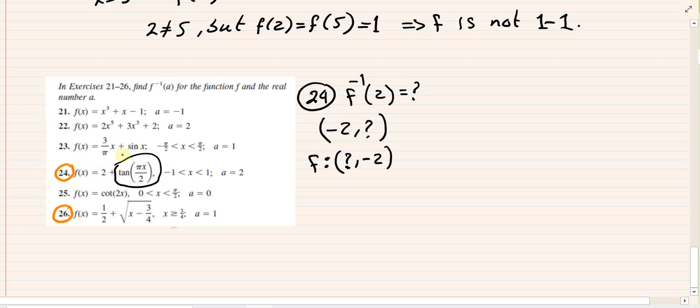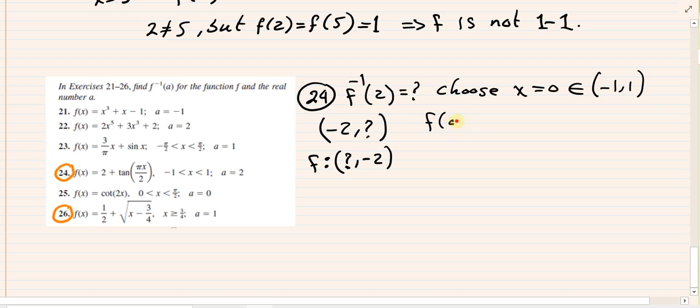Well, one way for this to be 2 is if tangent turns out to be 0, doesn't it? Because if tangent is 0, I have 0 plus 2 and I get my 2 that way. How can tangent be 0? Well, several points, but we're restricted between -1 and 1, right? So between -1 and 1, I'm going to choose x to be 0. That's inside -1 to 1. So when you do that, then f at 0 is going to be 2 plus tangent of 0, because 0 times pi over 2 stays 0. And that's 2. There you go.